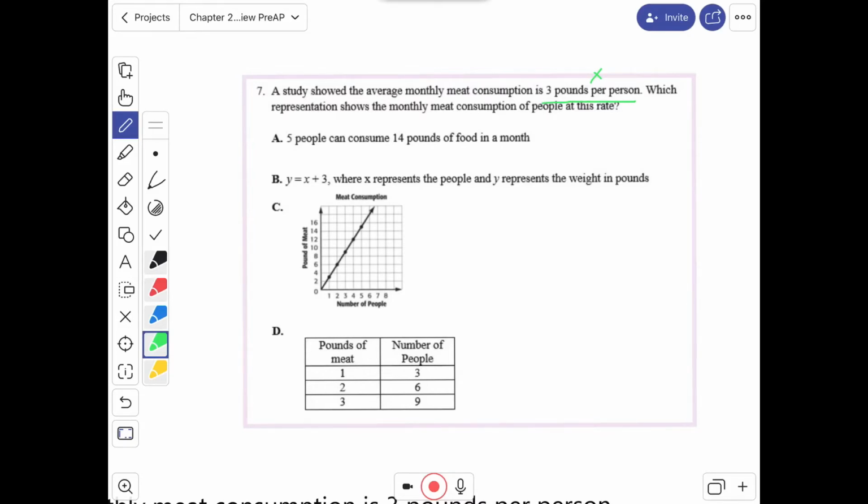So this choice A says 5 people can consume 14 pounds of food. So that would be 5 times 3, which is 15. Then that answer is not going to be correct. And B says Y is going to equal X plus 3, where X represents the people and Y represents the weight in pounds. Well, did we add? No. Per means to multiply, so it's not that, because we multiplied 3 times people.